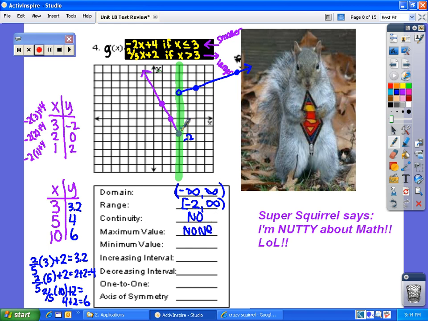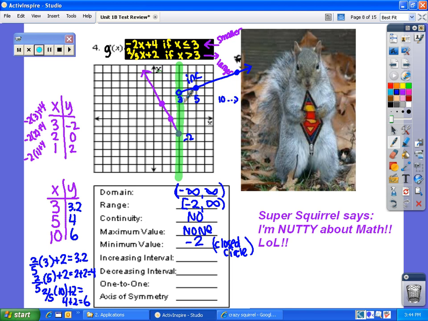Since this is a closed circle, my minimum value is 2. When you have a closed circle, you do have a minimum value. If this was open, we would not have one. Alright, increasing. This seems to be the only graph that's increasing. So it starts here at 3, then it goes to 5, and then we went all the way to 10, and then it's probably going to go on forever.